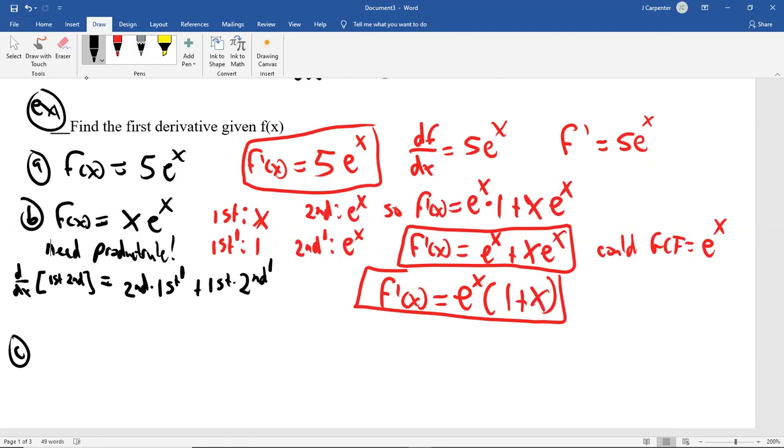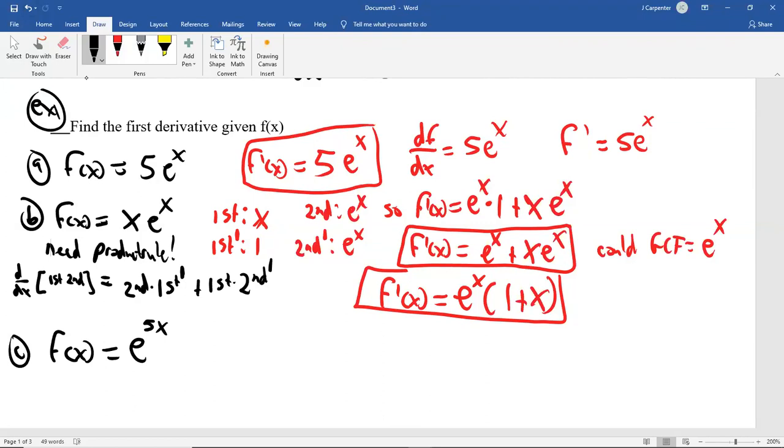C. Now this one right here is going to lead to something very important, and that's going to be e to the 5x. Notice the difference between A and C. It is critical. Critical, critical, critical. In A, the 5 was a coefficient. It pretty much did nothing to the calculus. We just drug it along.